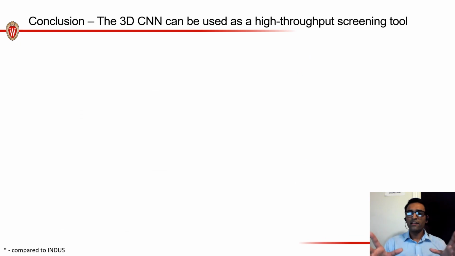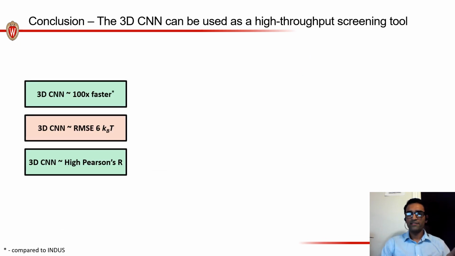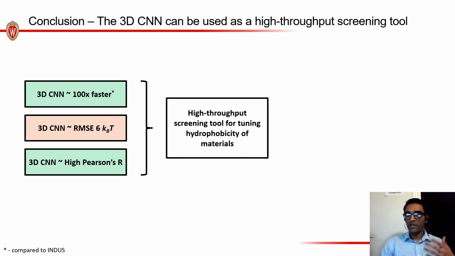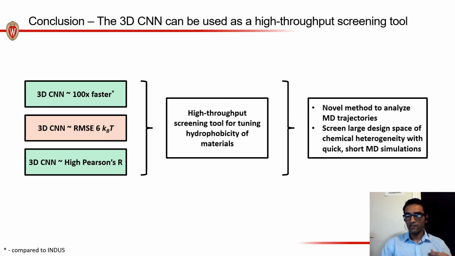So in conclusion, what I want you to take away is that a 3D CNN is around 100 times faster than INDUS or other computational methods that people use today. Although it has a high RMSE, almost 6 kT, at the same time it has a high Pearson's R, which makes it a very nice high throughput screening tool for tuning the hydrophobicity of materials. And not only this, we believe that this method can be extended beyond looking at hydrophobicity, and we can also use it to analyze MD trajectories in other contexts.